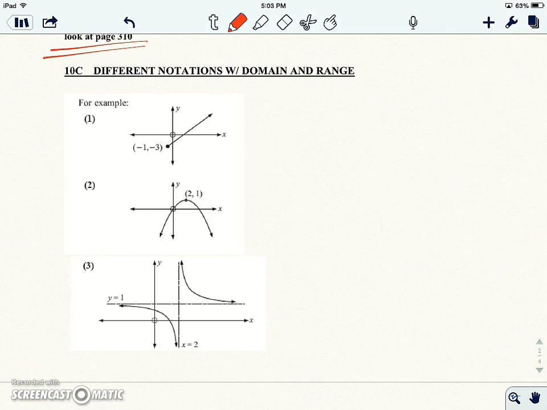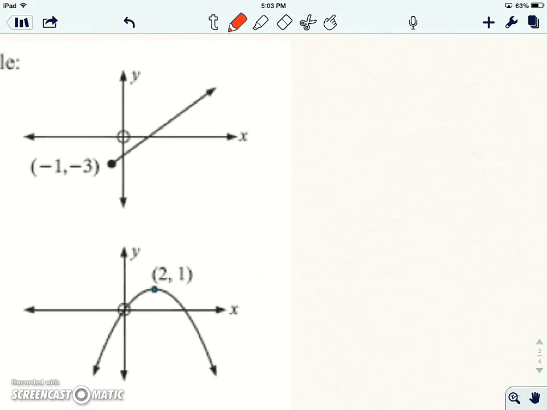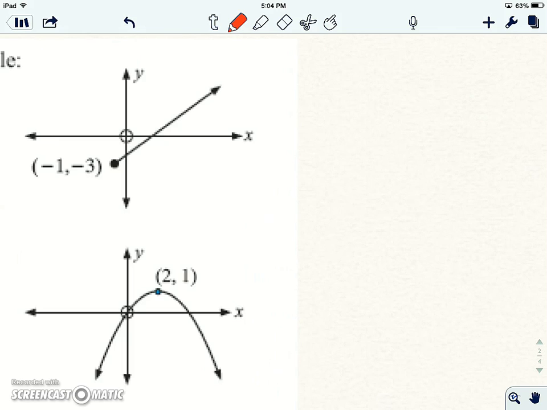Functions Notes, Part 2, Section 10C, Different Notations with Domain and Range. So here's a picture. And looking at the picture, we can see that the x's don't start until -1. So we could say the domain is all x greater than or equal to -1, because this point is -1 and it spits out a -3.